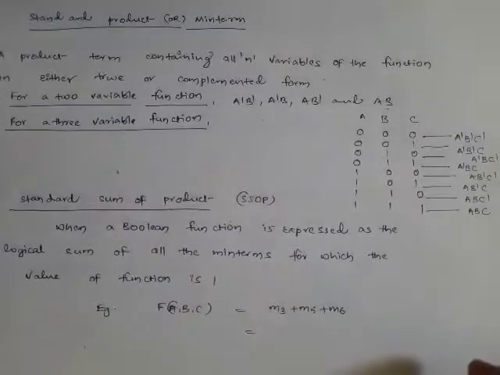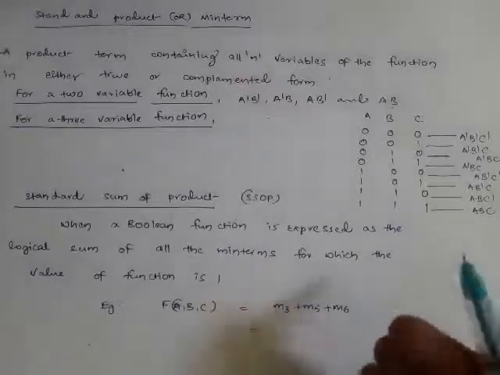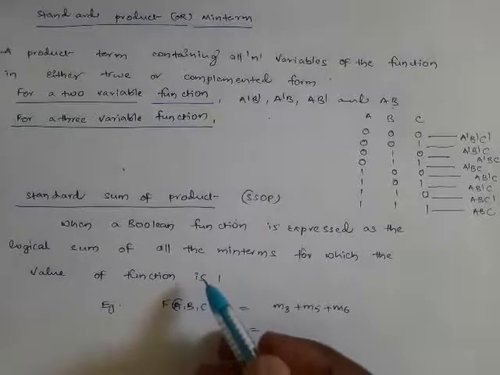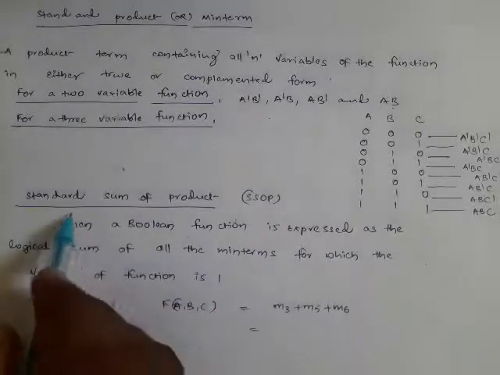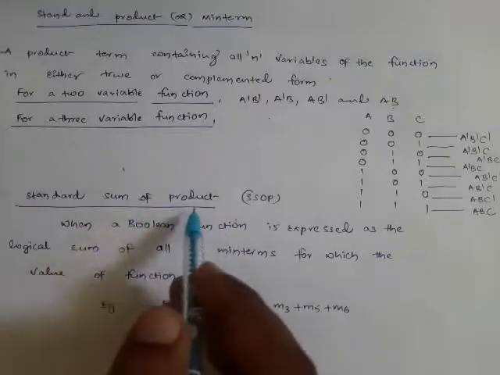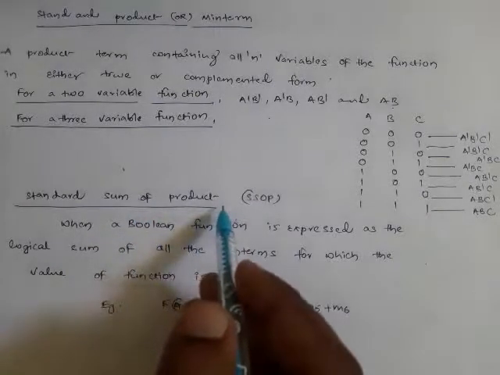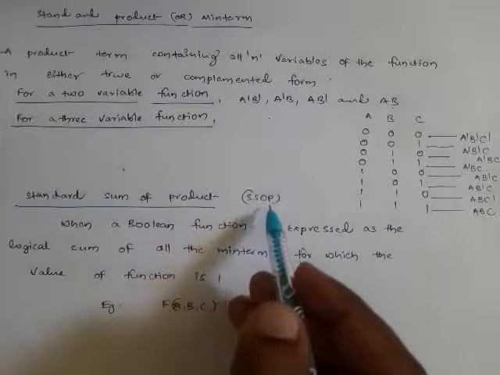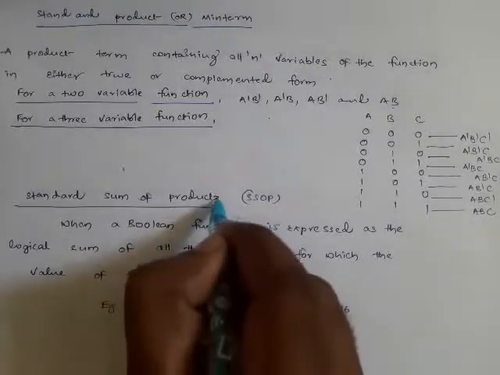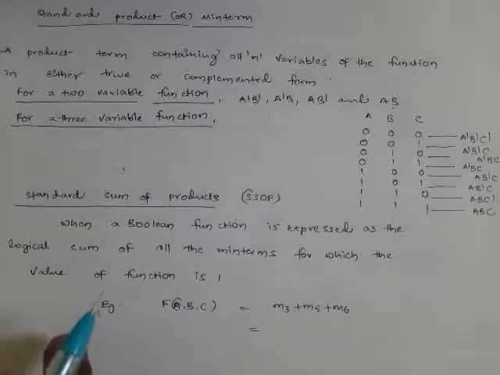So then, when we know the standard products or minterms for a particular function, we have one more way of representing logical functions, that is standard sum of products. So it is not simply SOP, but it is standard sum of products, also called canonical sum of products form. So what is meant by standard sum of products?